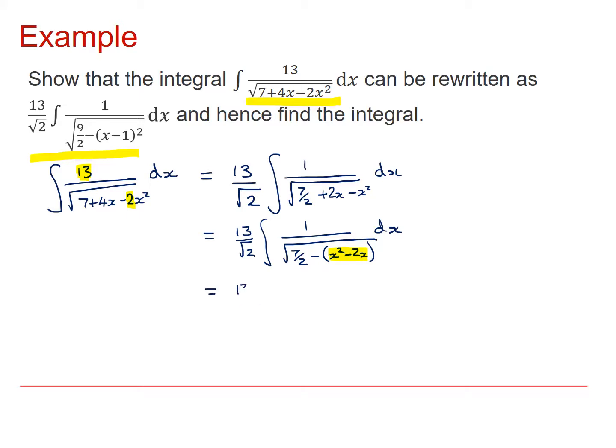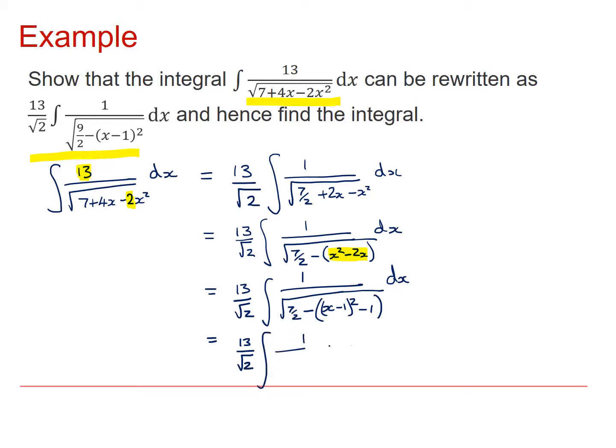I'm going to get 13 over root 2, the integral of 1 over the square root of 7 over 2 minus, now completing the square for that, it's going to be x minus 1 squared. X minus 1 squared gives me x squared minus 2x, that's nice, plus 1, so I need to take 1 off it, dx. And so when I release that outer pair of brackets, I'm going to get 13 over root 2, the integral of 1 over the square root of 7 over 2, releasing the outer bracket means this is going to become a plus 1, so 7 over 2 plus 1 is 9 over 2 minus x minus 1 squared dx. And that's what I was looking for in the original question.